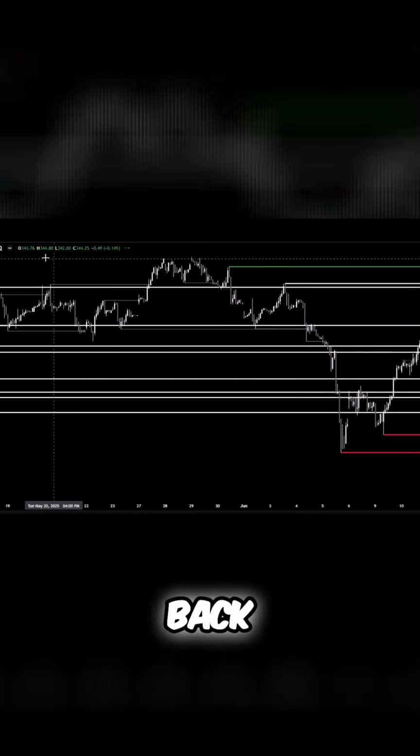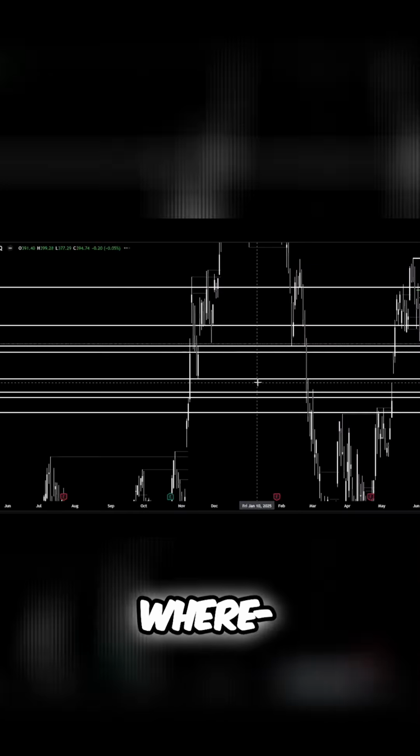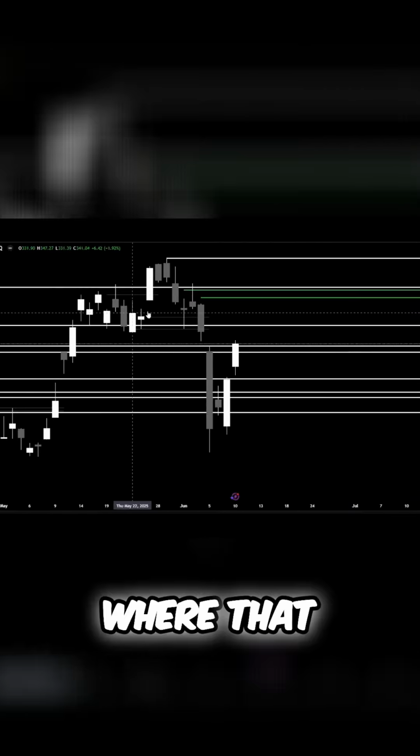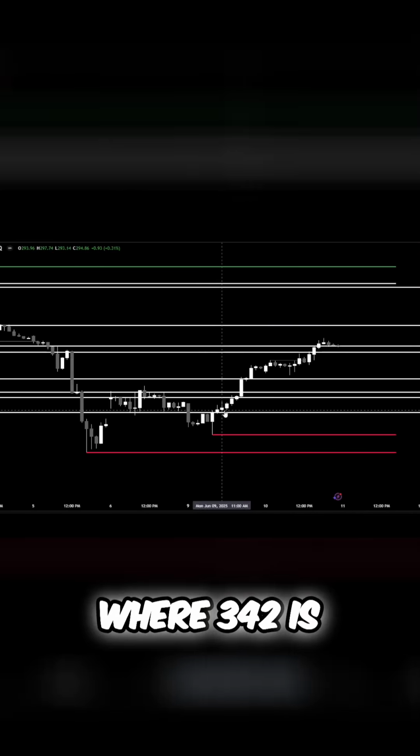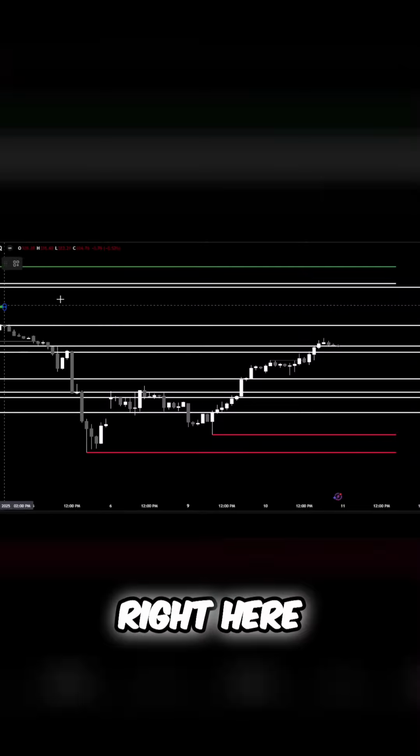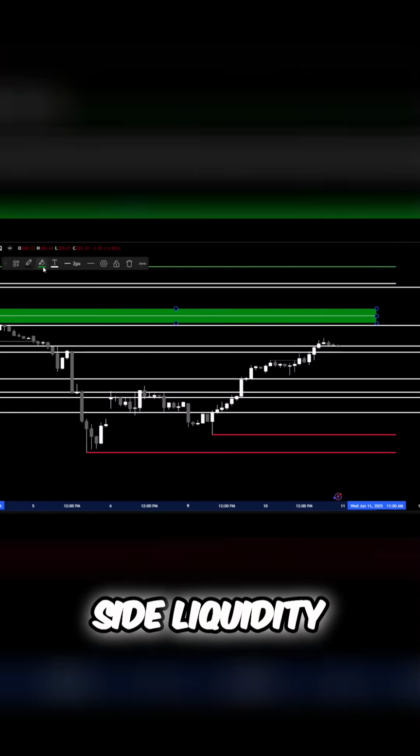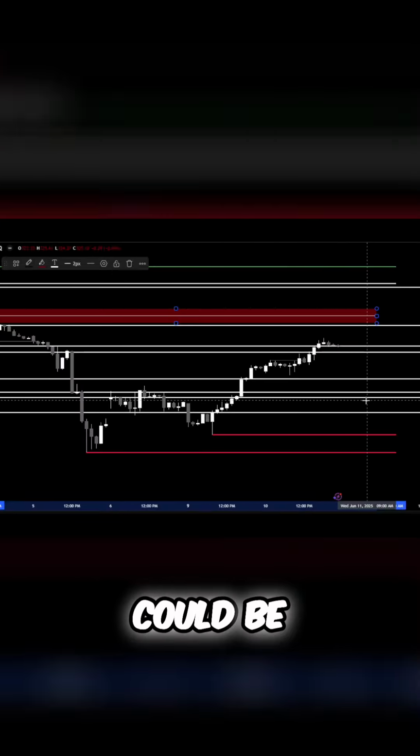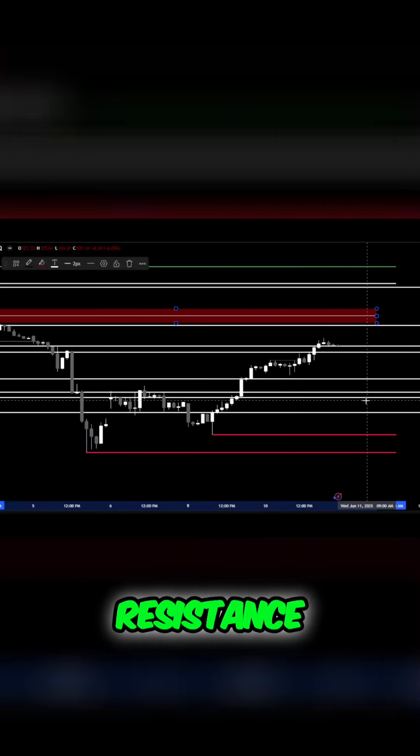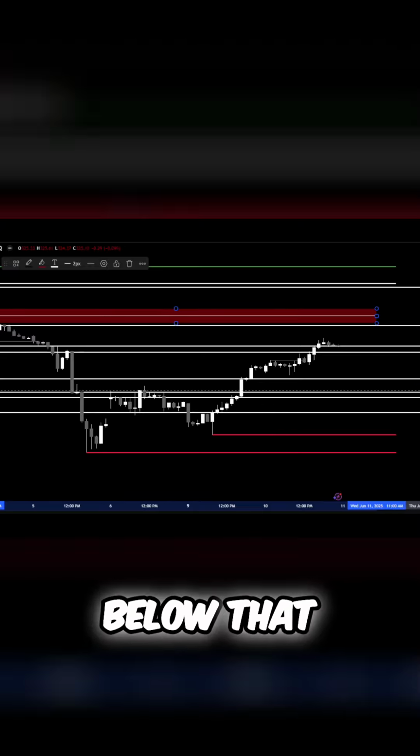Okay, so if we go back to that daily chart and we look at where that fair value gap is, it's up to 342. So go back to the 1-hour chart, take a look at where 342 is. 342 is going to also be right here. So ultimately we need to get through that if we want to take the buy side liquidity in any way, but that could be our first level of resistance. You can see we also have a target price T2 right there, just right below that fair value gap.